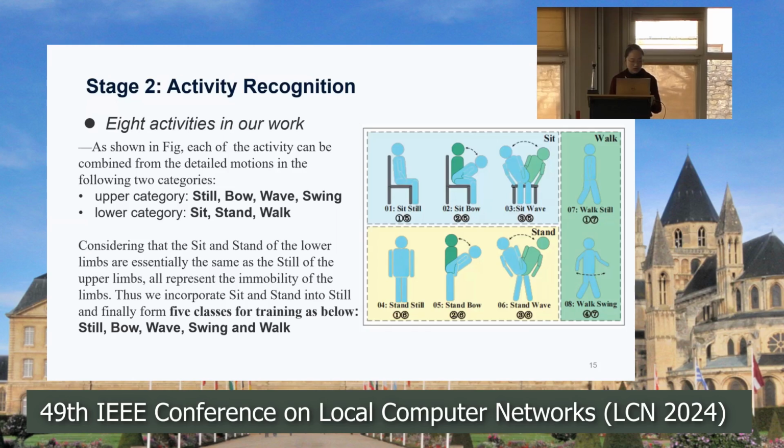As shown in the figure, 8 activities with overlapping upper or lower limb movements are adopted to demonstrate our work. Each of them can be combined from the detailed motions in the upper and the lower categories. And we incorporate sit and stand into still and finally form 5 classes for training: still, bow, wave, swing, and walk.